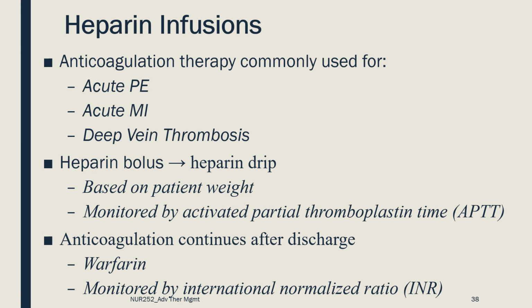Anticoagulation therapy does not decrease the clot, but it does keep clots from getting bigger. And it reduces the opportunities to form new clots. So it is very effective in managing and preventing further development of clots in patients presenting with DVTs, pulmonary embolisms, and MIs.